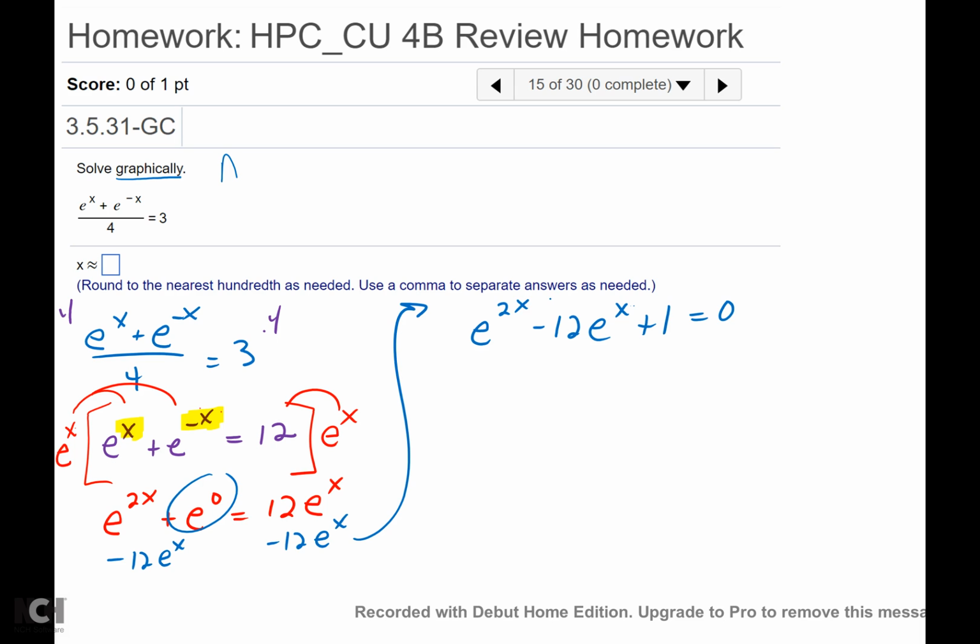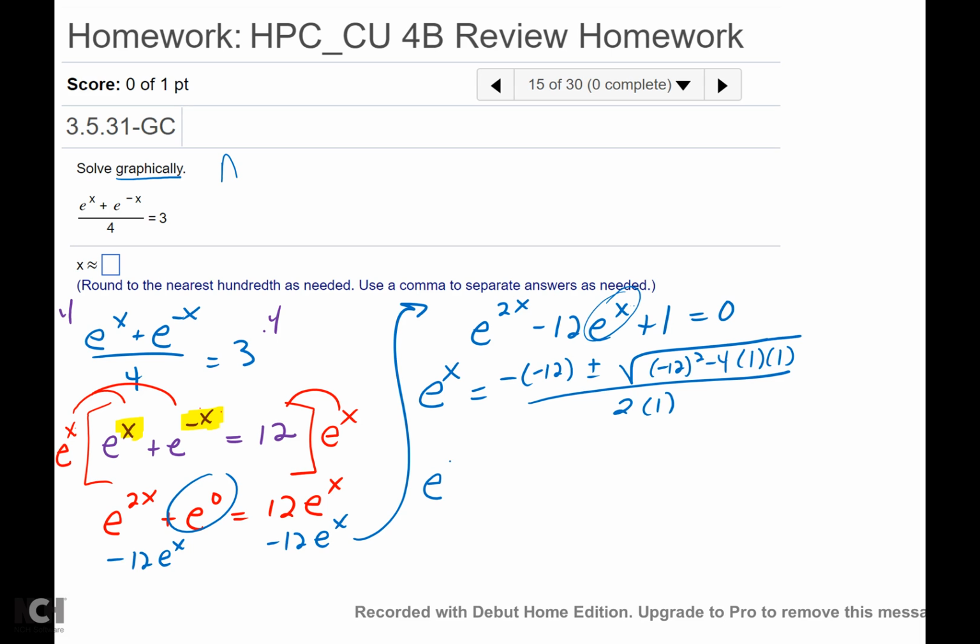So I'm going to do quadratic formula because there's no factors of 1 that make 12. So I would have not x equals, e to the x equals. Whatever's in the middle is what you're solving for. And that's going to be negative b plus or minus the square root of b squared minus 4 times a times c all over 2 times a. That's going to give me e to the x equals 12 plus or minus the square root of 140 all over 2.